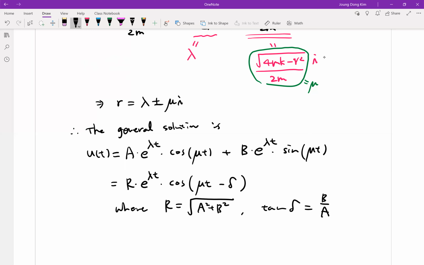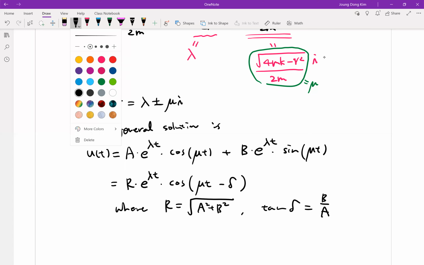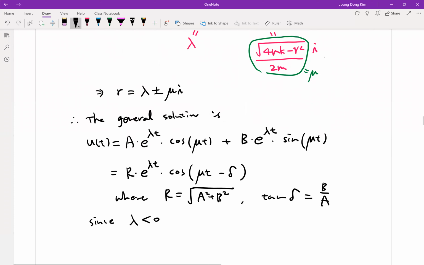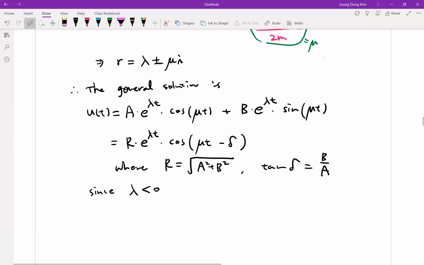So we are almost there. Look at that. Your general solution is in the form of a cosine function, which means it oscillates. Since my lambda is less than 0, do you understand why? Let me come back to the definition of lambda. Lambda was defined as minus gamma over 2m. As you remember, gamma is positive and m is also positive, that's why your lambda is a negative value.